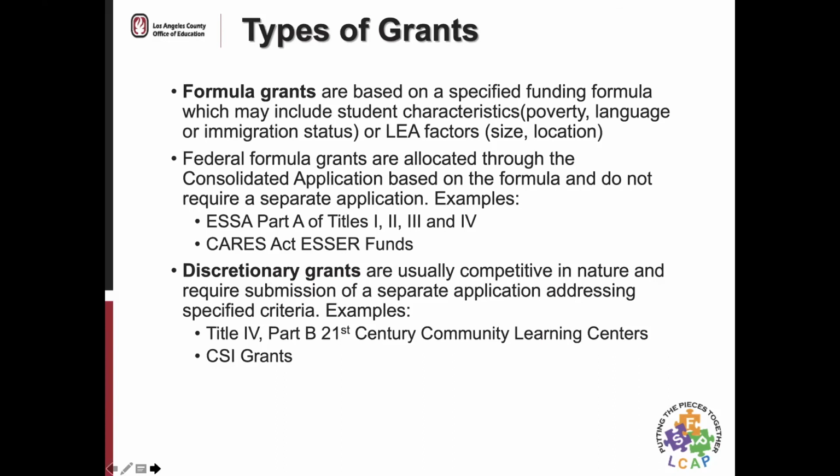Formula and discretionary grants. Formula grants are based on one of those formulas we just talked about. And so you can kind of get a sense of how that's going to change. Formula grants all come through the consolidated application. We'll look at that in the next couple sessions. And they don't require a separate application. So Title 1, 2, 3, and 4 are all formula grants that come through the CONAP. CARES and ESSA were based on a formula, but they did not come through the CONAP.